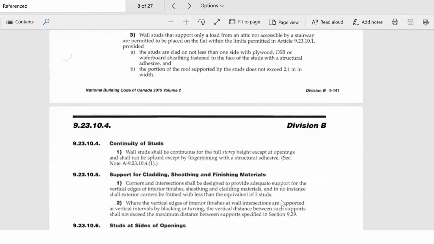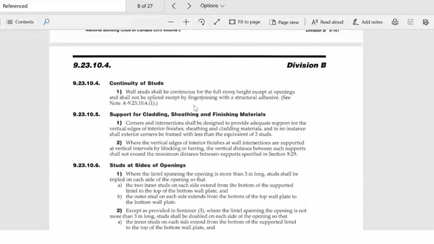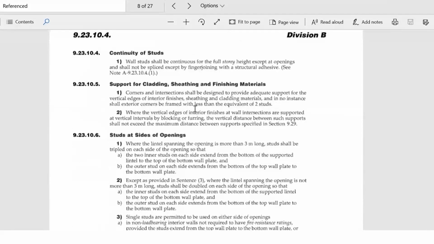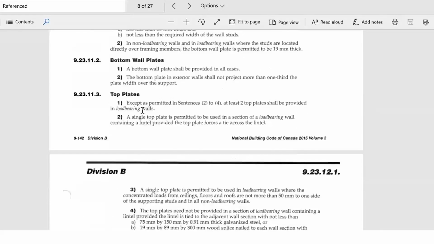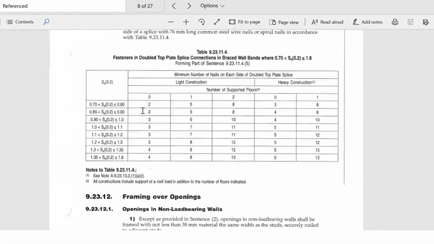So there's limitations. Continuity of studs. Wall studs shall be continuous for the full story height except at openings and shall not be spliced except by finger jointing with a structural adhesive. And support for cladding, sheathing, and finishing material. Studs at sides of opening, wall plates, joints and top plates.